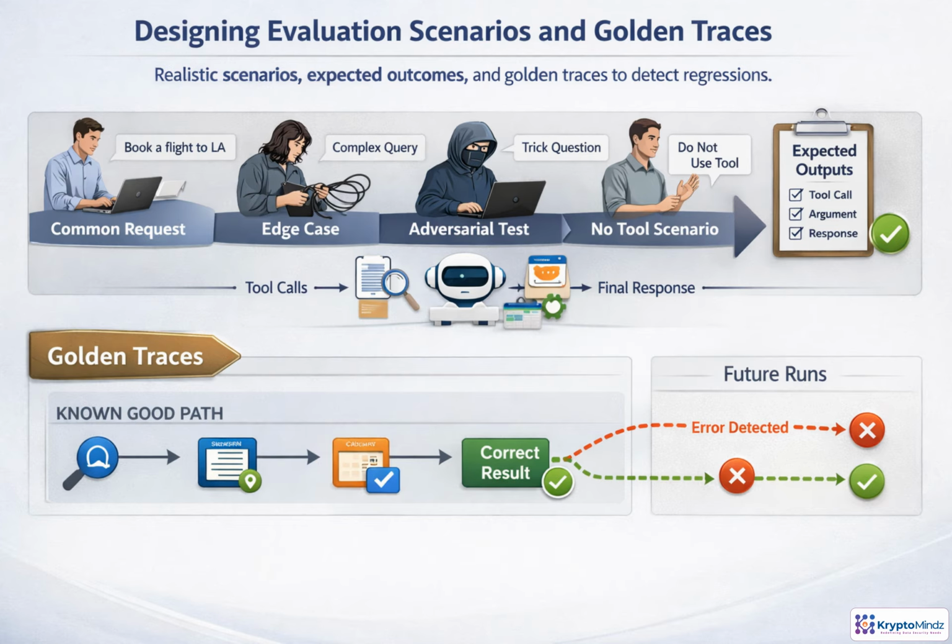Good evaluation scenarios feel like real users, not toy prompts. Cover the normal request, the edge case, the adversarial trick, the ambiguous ask, and the case where the agent should not use a tool at all. For each scenario, define the test data and expected behavior. Which tool is called, what arguments are passed, how results are handled, and what final answer is acceptable. A golden trace is the known good path. Future runs are compared against it, so regressions show up as changed calls, wrong arguments, or unsafe tool use.